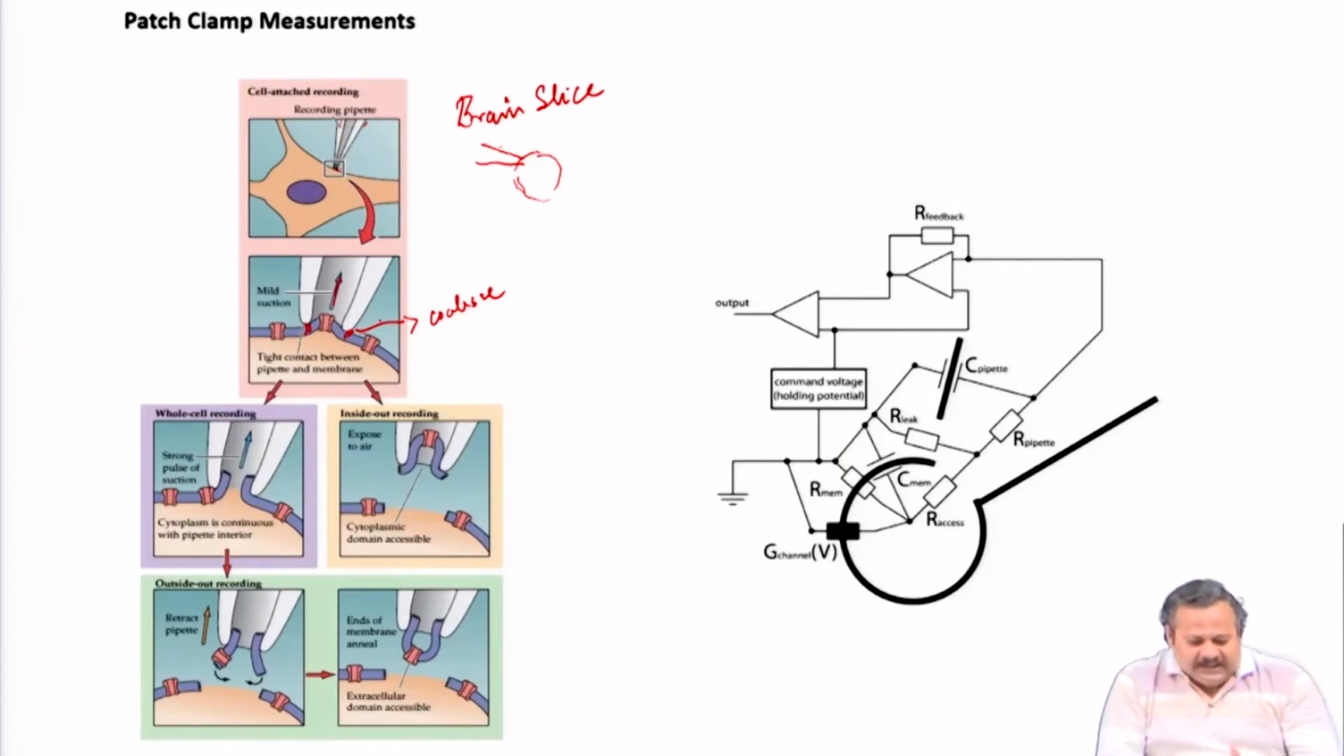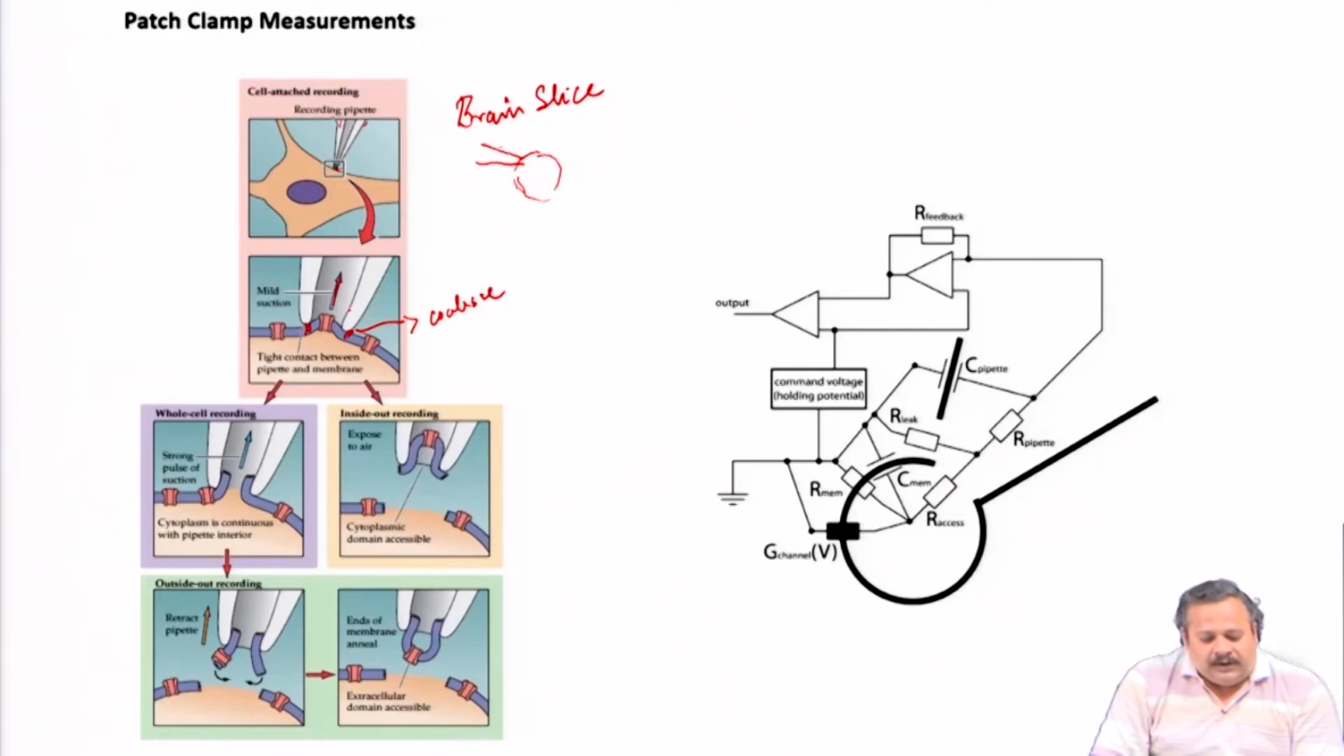In this condition, it is what we call cell attached, in the sense that we are tightly connected onto the membrane. This is another form of recording, called cell attached recording, or if the attachment is not too tight, it is loose patch recording, and so on.